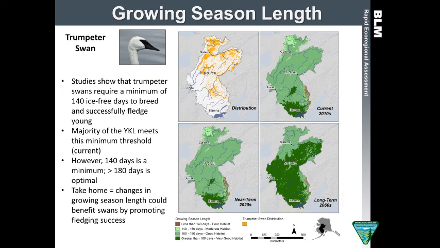Karen? Looking at these maps, it seems like trumpeter swan habitat is not correlated very well to growing season at all. So what would make us think that there might actually end up being a benefit? Well, I think right where trumpeter swans occur right now, you do have these moderate conditions, where growing season is currently greater than 140 days. Sure.